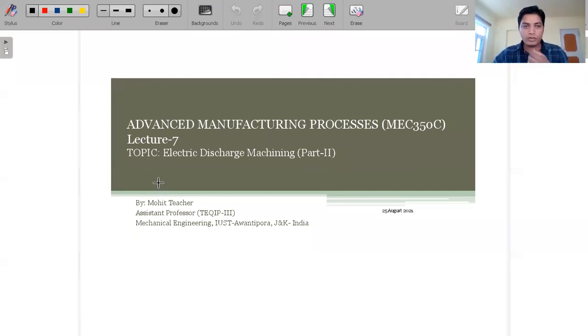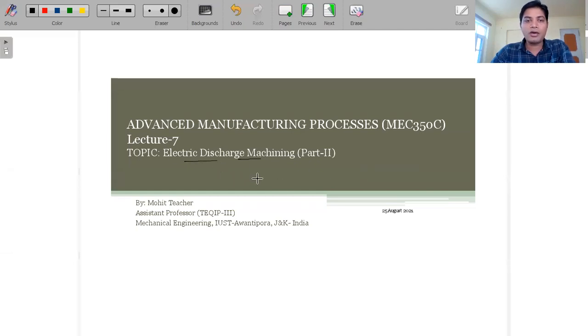We were discussing in the last lecture that we started the electric discharge machining operations, and we discussed the principle part: how the EDM process works, what the concept behind it is, and what the principle is. Then we discussed the working part of it.